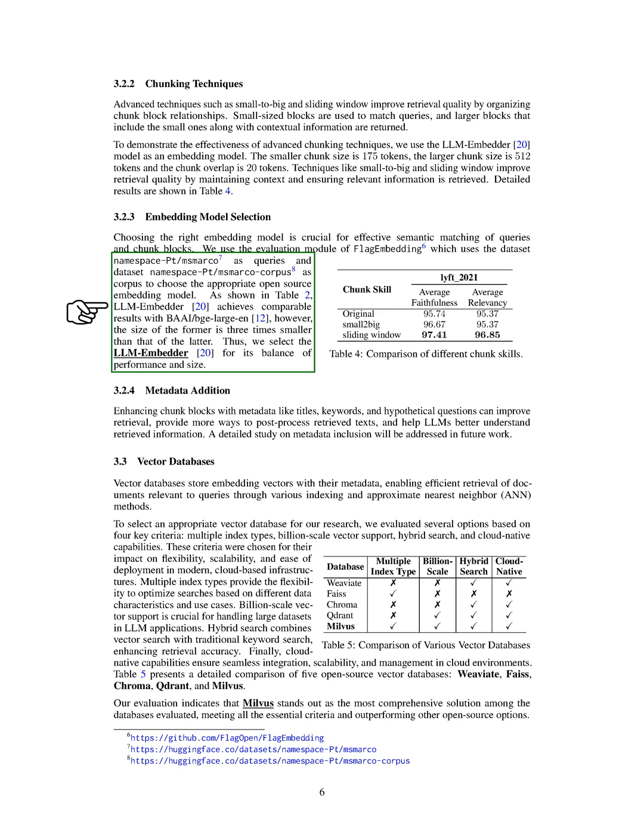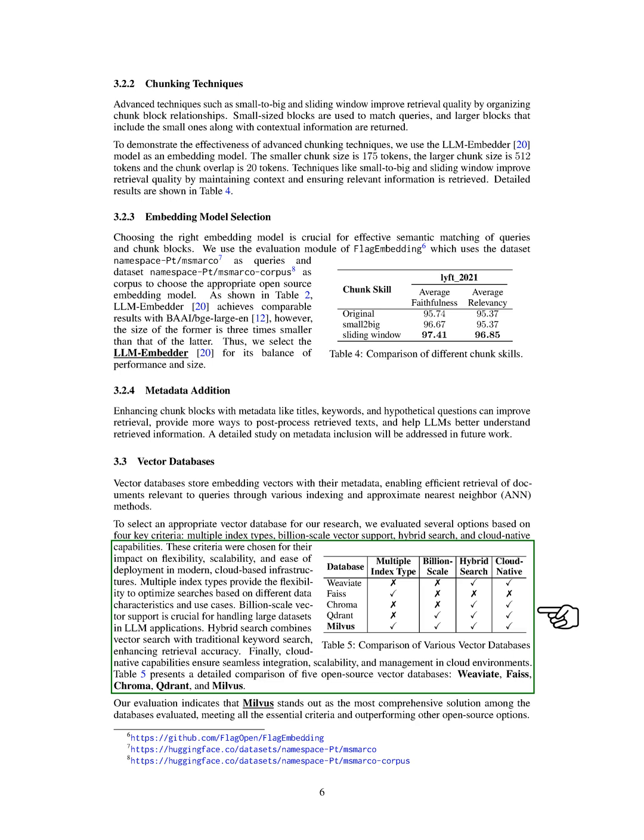Vector databases store embedding vectors with metadata, enabling efficient document retrieval through various indexing and approximate nearest neighbor methods. We evaluated several vector databases based on key criteria like index types, billion-scale vector support, hybrid search, and cloud-native capabilities. Our evaluation highlights Milvus as the most comprehensive solution among the options, meeting essential criteria and outperforming other open-source databases.